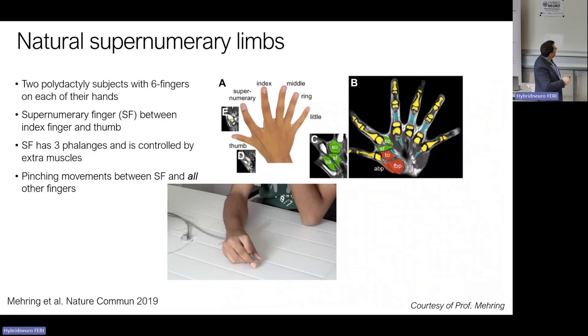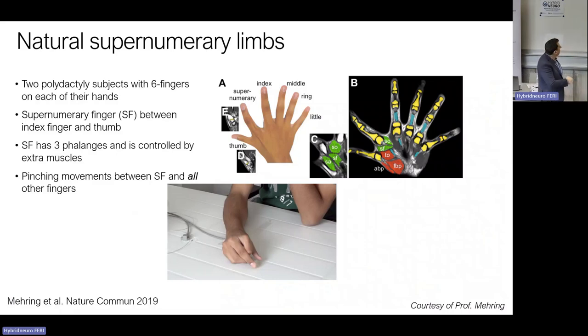And these people have been studied by Etienne Burdet at Imperial College and Carsten Mehring at Freiburg University. Etienne and Carsten were interested in these subjects because they have a naturally augmented body. So how does their brain control that additional finger? Does it control it, or is it just there for support? Is it a real motor control? And does it provide functional benefits?